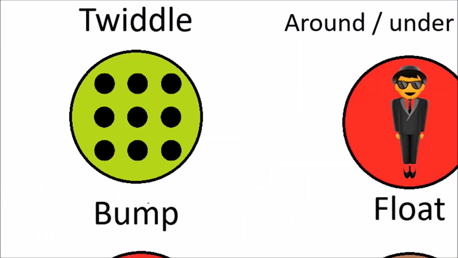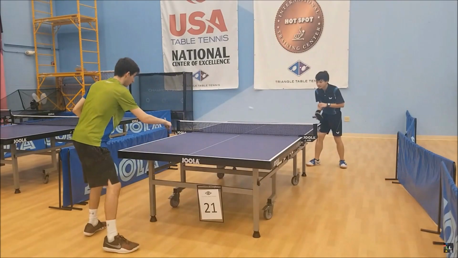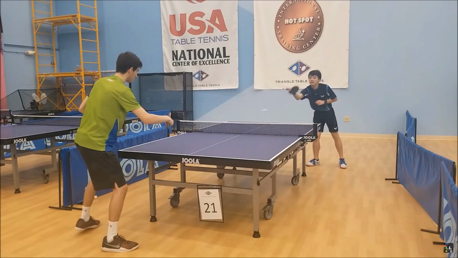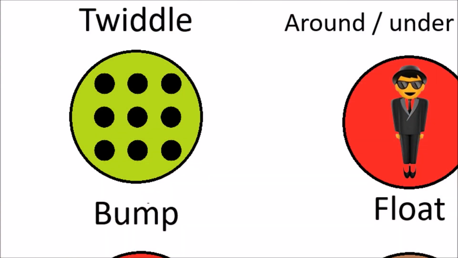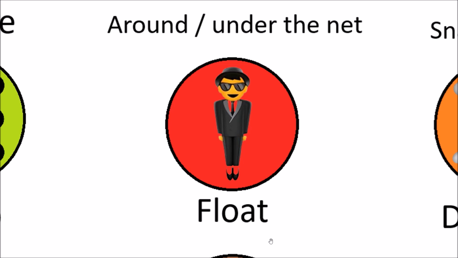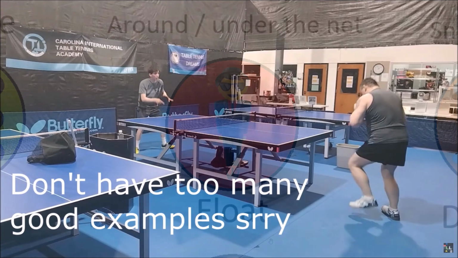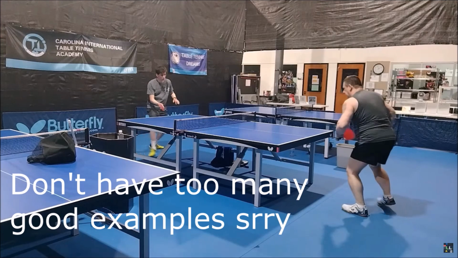A bump is a type of shot normally played with pips, and as the name suggests, you literally bump the ball forward and are basically letting your rubber do a lot of the work for you. There are many variations to this shot that all look slightly different, but they can all be referred to as a bump.